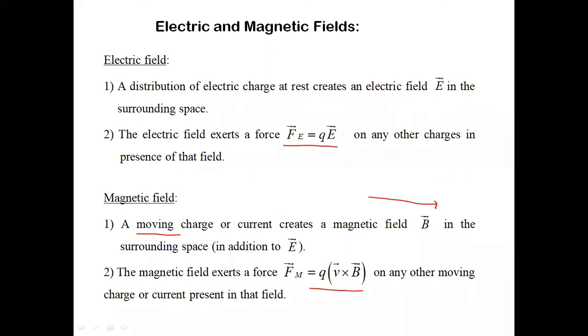That means if this is your V, and this is the direction of B, and the angle between them is theta, then the magnitude of the force on the charge Q will be Q V B sine theta, where theta is the angle between the direction of the magnetic field and the velocity of the charge. If theta is 90 degrees, that means if V and B are perpendicular to each other, then the magnitude will be only QVB, because sine theta will be 1.